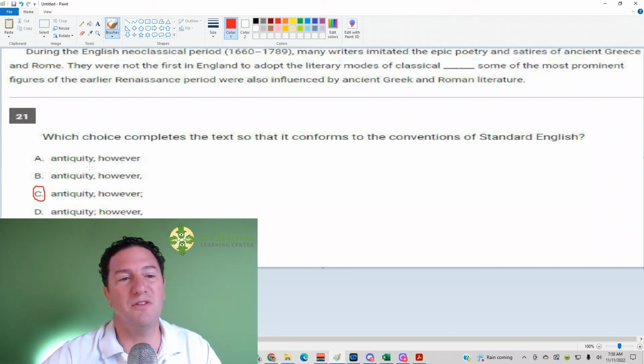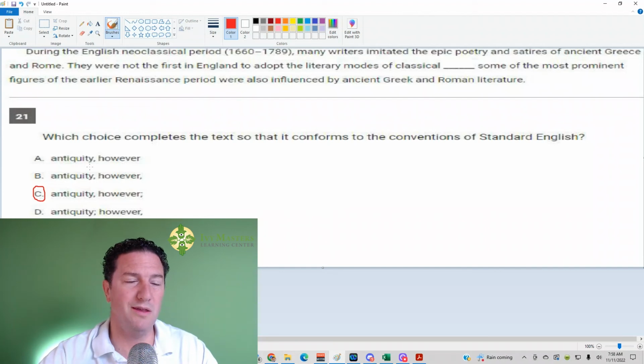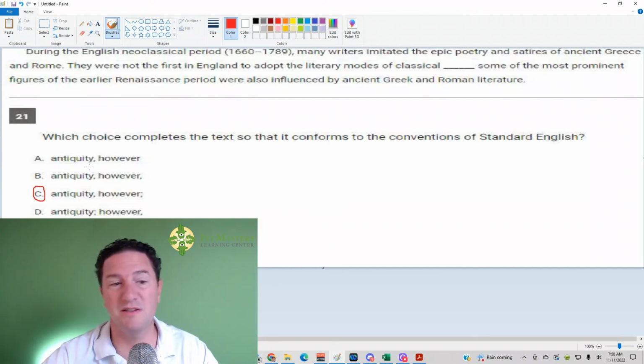You can share it with someone who doesn't know what a comma splice is, doesn't know that however cannot combine two independent clauses, and does not know that however could come at the end of the independent clause, which makes this question tough.